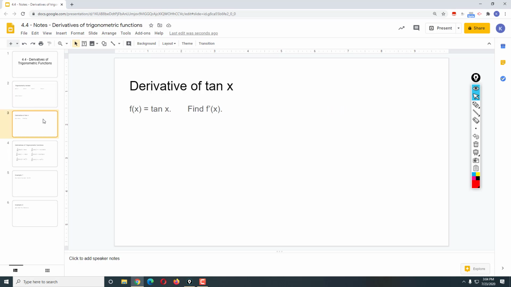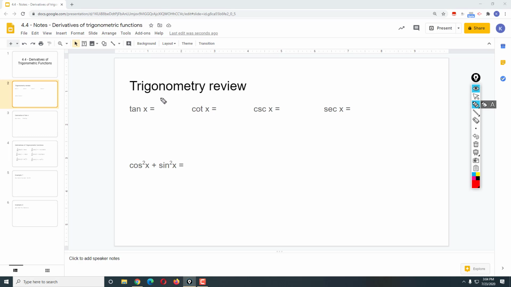To figure out the derivative of tangent x, we have to review trigonometry a little bit. Remember that tangent x is sine over cosine. Cotangent is just the inverse, cosine over sine. Cosecant is the inverse of sine, 1 over sine. And secant is the inverse of cosine, 1 over cosine x.